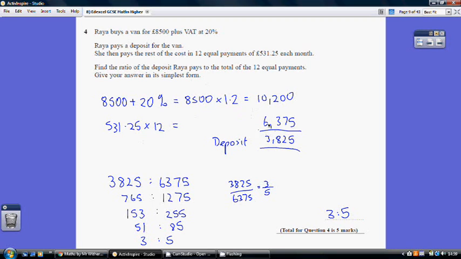So the question asks us though to find the ratio of the deposit, the 3825, to the total of the 12 equal payments, which was the 6375. So we've got the ratio of the deposit to the 12 payments, and we've just got to give this in its simplest form.